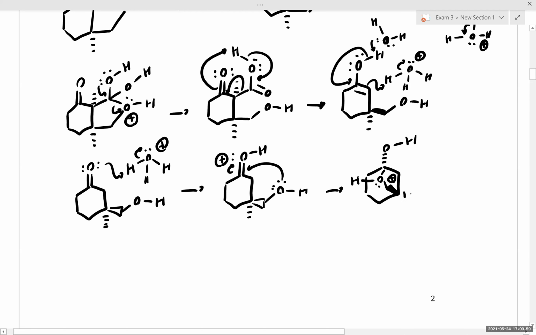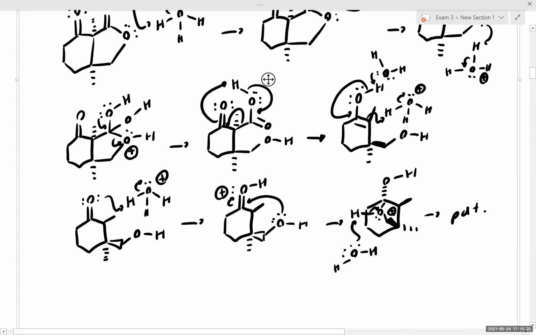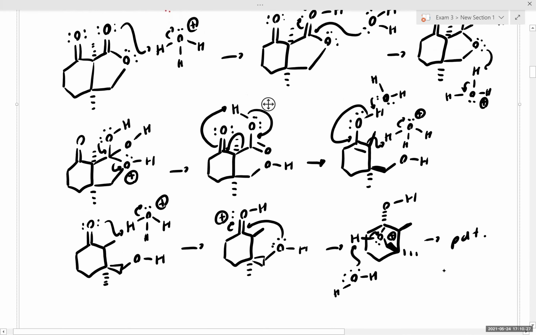Now, I noticed in some cases that students forgot to show the deprotonation step. Just redrawing that methyl group in that we didn't lose in this process. They forgot to show this deprotonation step just to get a neutral isolable final product. From here, that gives us our drawn product. So this is a combination of the hydrolysis, decarboxylation, and hemiketal formation mechanisms that we've seen throughout this class.